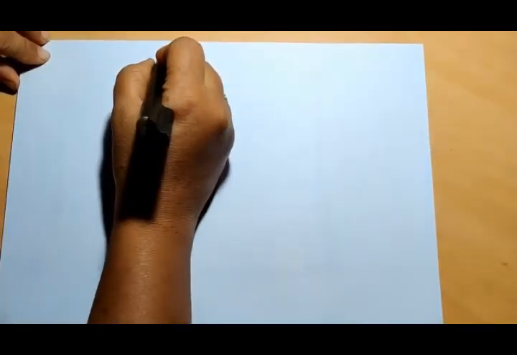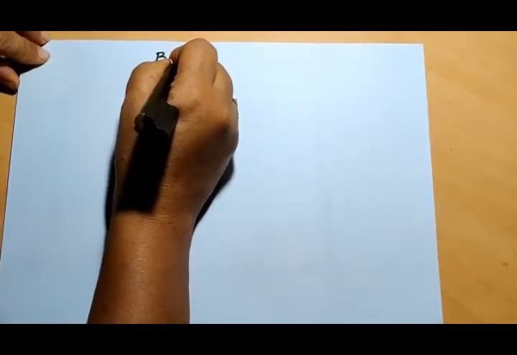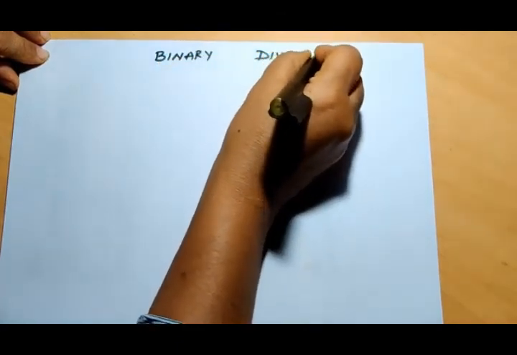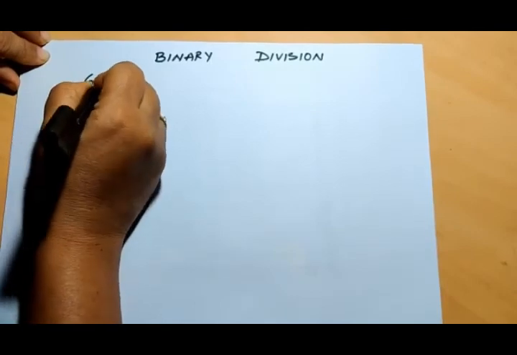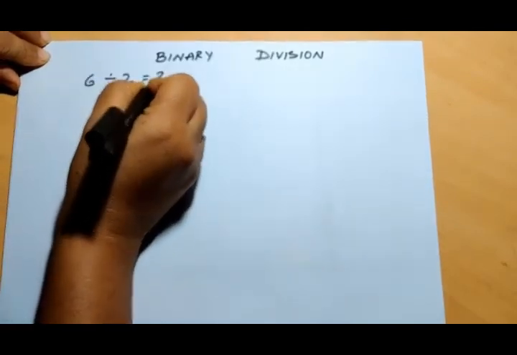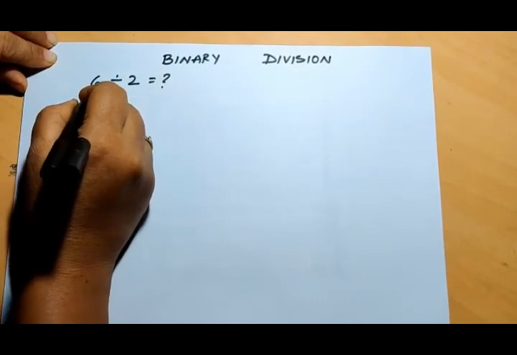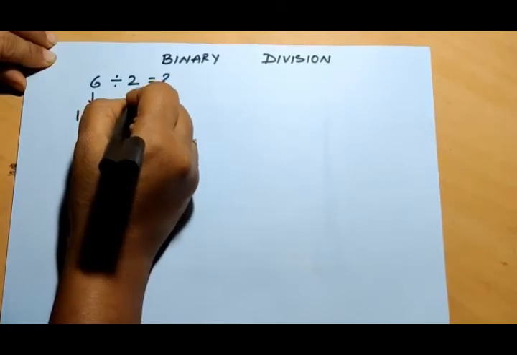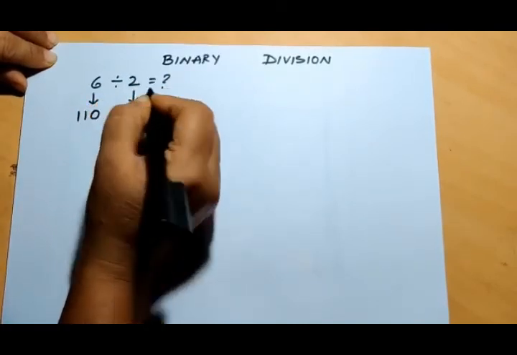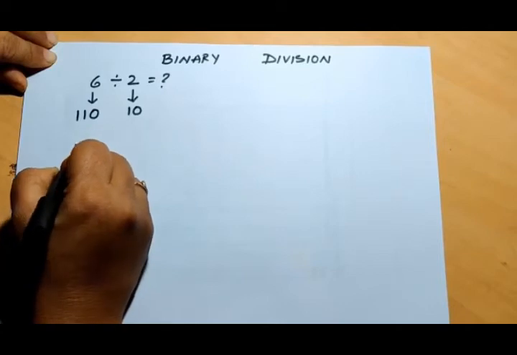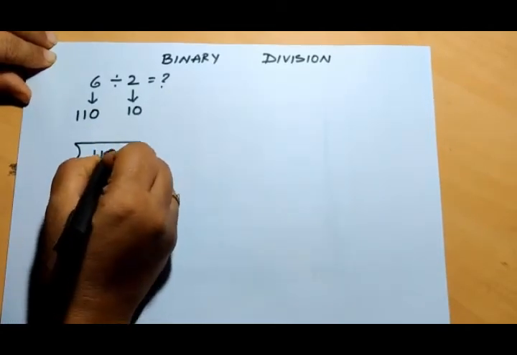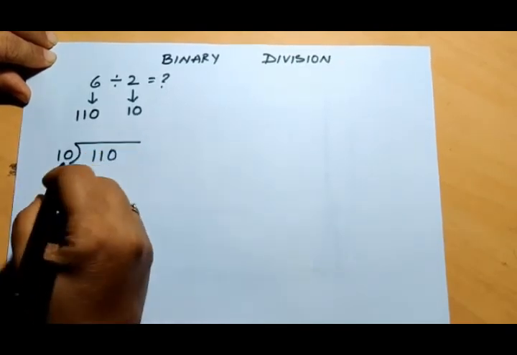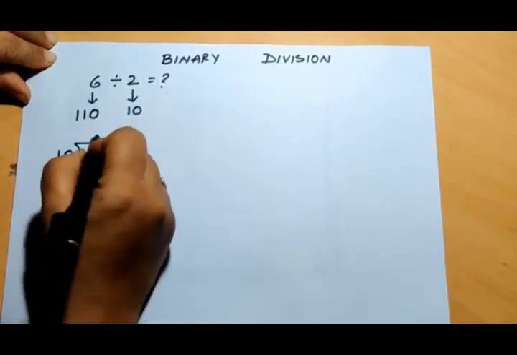Let's do the last operation, binary division. Suppose we have to divide 6 by 2. Let's see how the computer does it. It converts 6 into its binary equivalent, which is 1 1 0, and 2 into its binary equivalent, which is 1 0. Division is performed in the same conventional method as in the decimal system. So we write it like this: the divisor and the dividend.